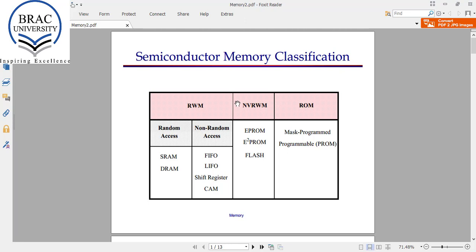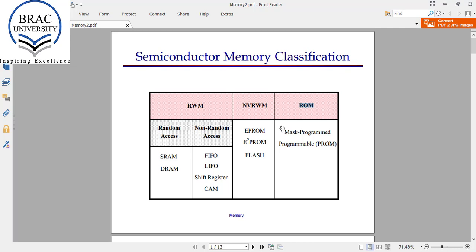The next category is non-volatile read and write memory. Before that, I will discuss the ROM. ROM is a read-only memory. That means if you write some data to a chip, then later you will be able to only read the data from that chip. You cannot erase or reprogram that chip. So this is ROM, read-only memory.